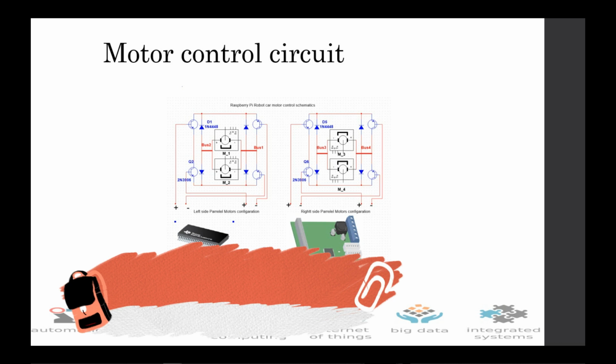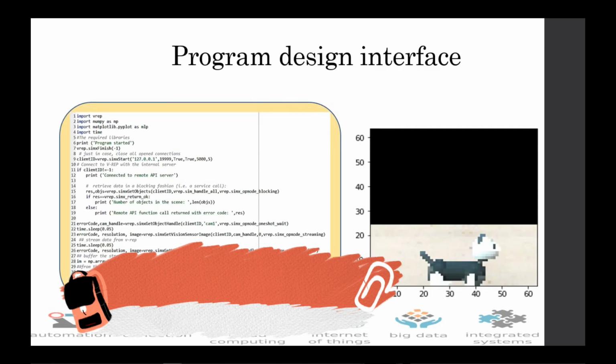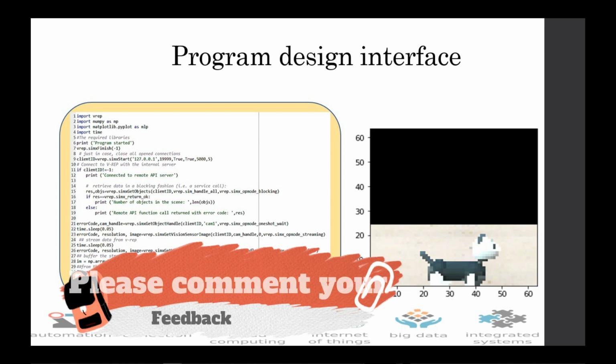Program design interface. These are screenshots of the program I wrote to communicate with the VREP program, and as you can see, this code has been developed simply to visualize the virtual camera image. So this is the virtual camera. See the robotic dog in the virtual environment. The libraries have been imported: import VREP, import NumPy, import matplotlib, import time. These are a few of the libraries I used to visualize the image. Then buffering happens, the camera buffer is converted to a still image, and then continuous looping provides the video image.